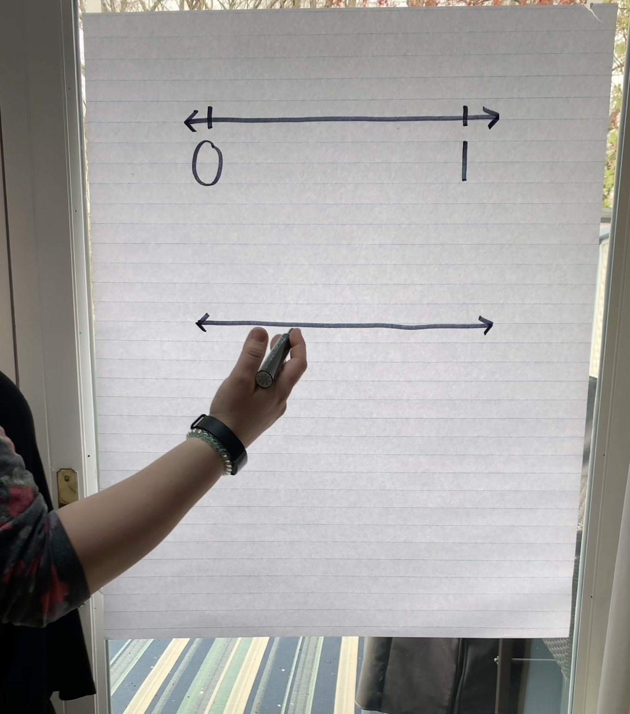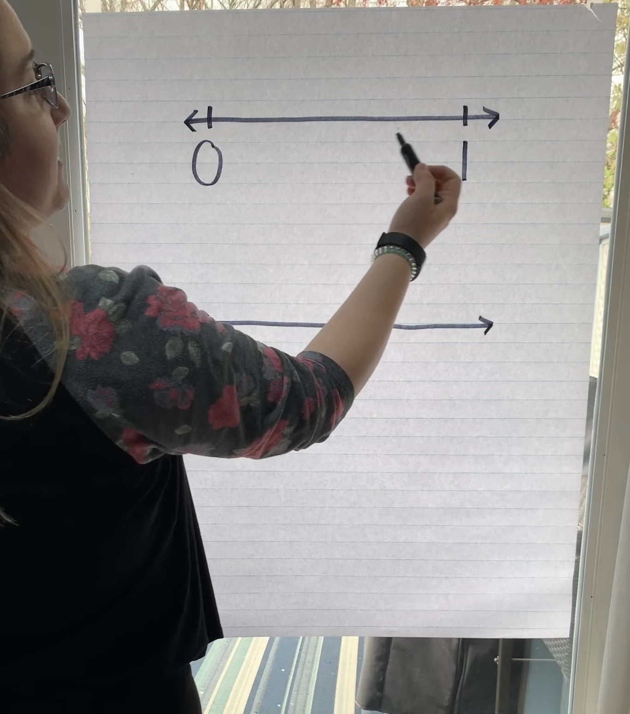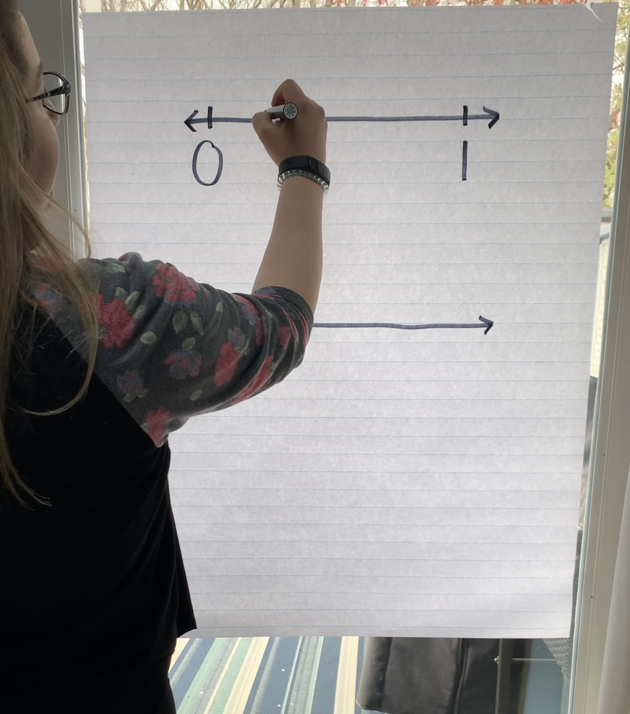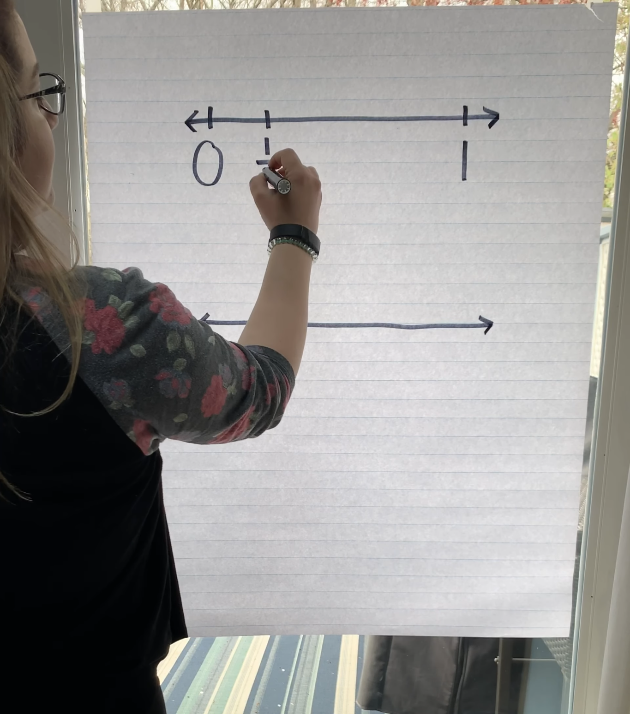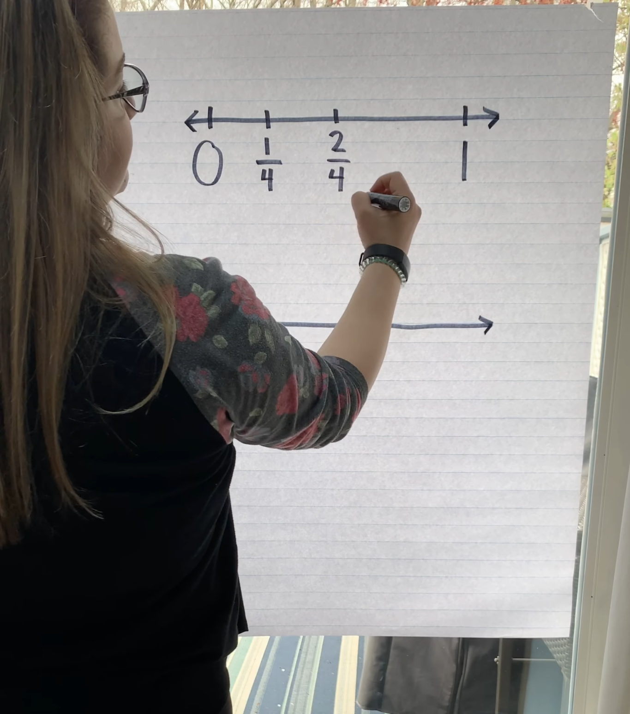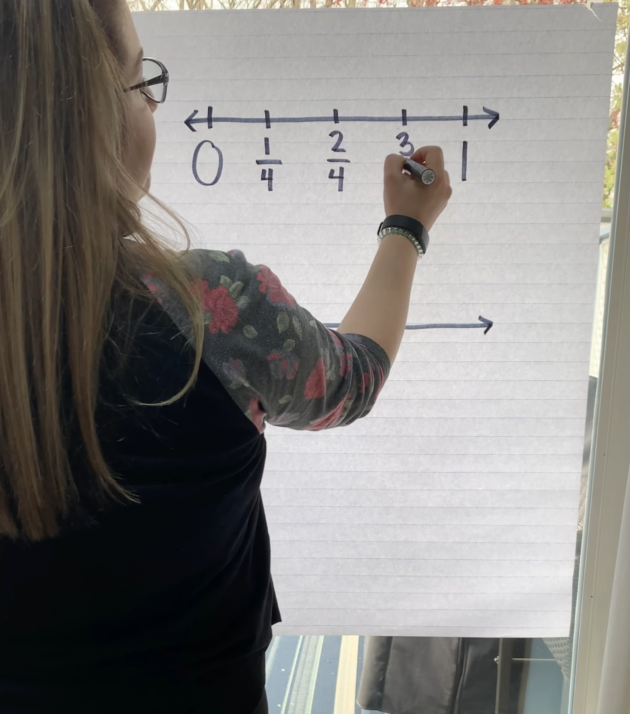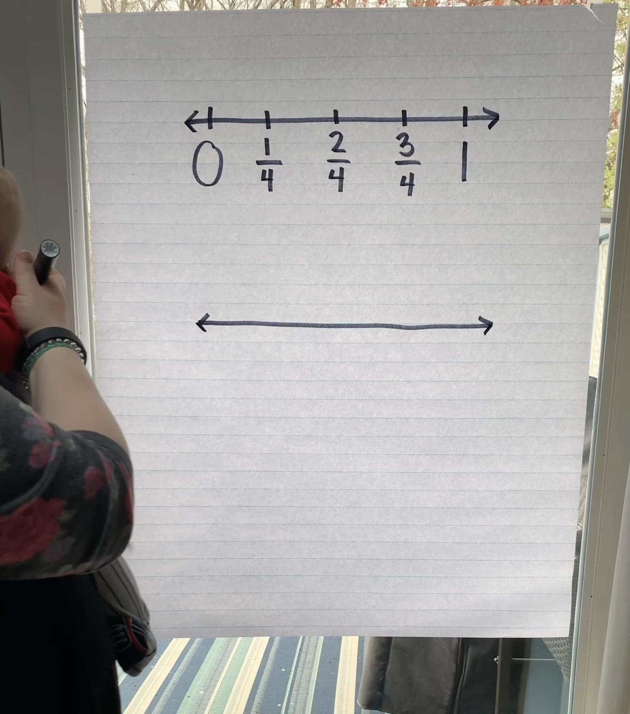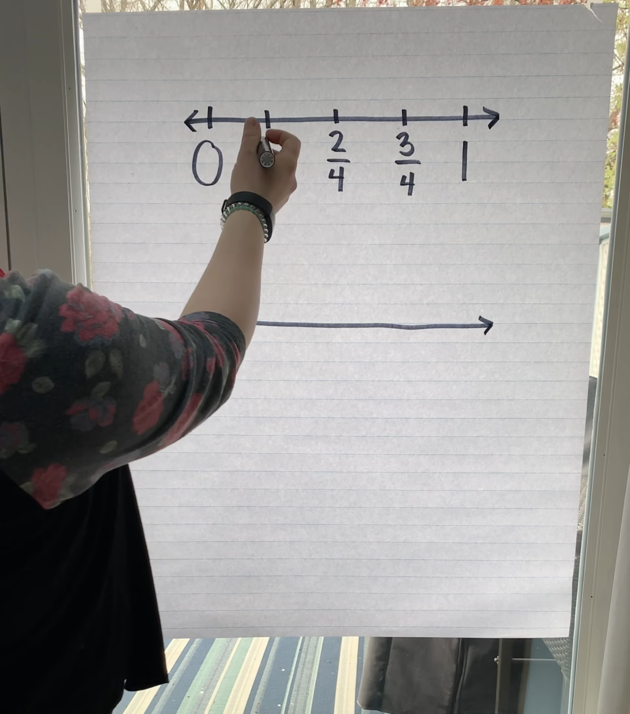Now I'm trying to mark 1/4. That means I want to break up my number line into fourths. So I'm going to count by fourths, starting with 1/4, 2/4 or 1/2, 3/4, and then 1 or 4/4. So this is my 1/4.